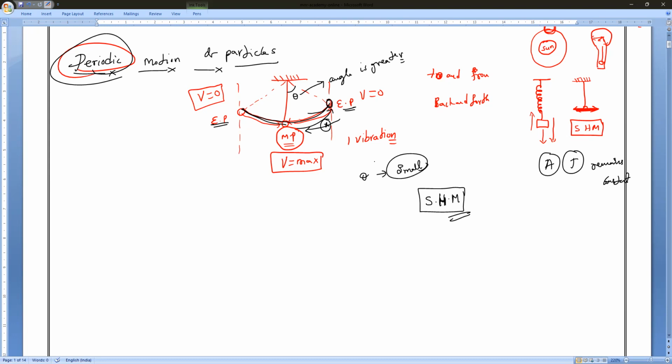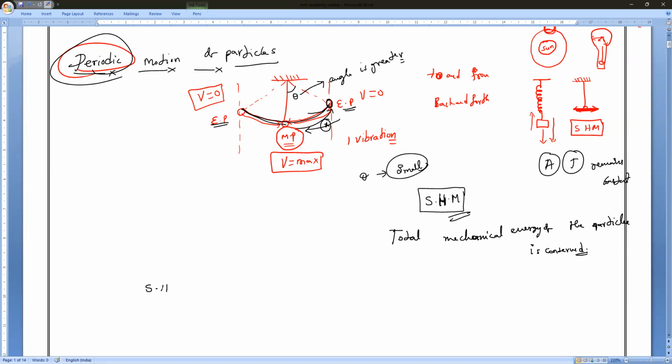So in this case, if there is no air friction, the total mechanical energy of the bob always remains what? Energy can neither be destroyed nor be created. So the total mechanical energy of a particle remains what? Nobody can create, nobody can destroy. So energy always remains conserved. That is what we call periodic motion of a particle.